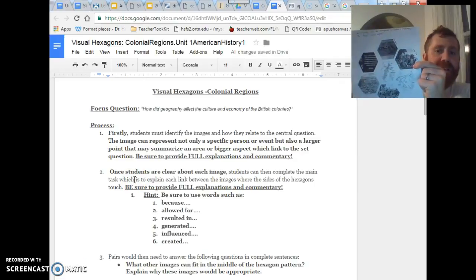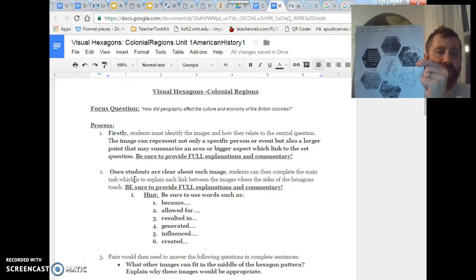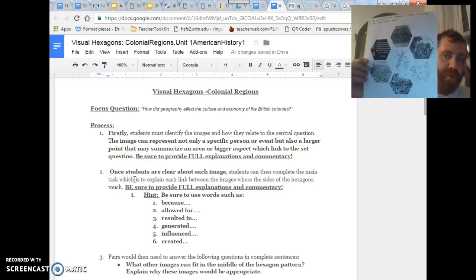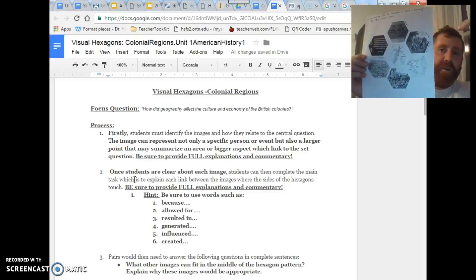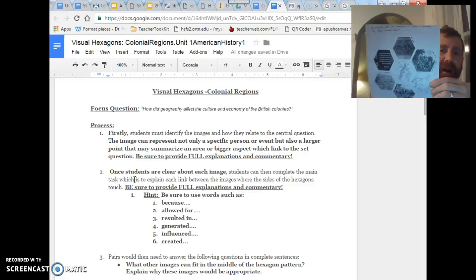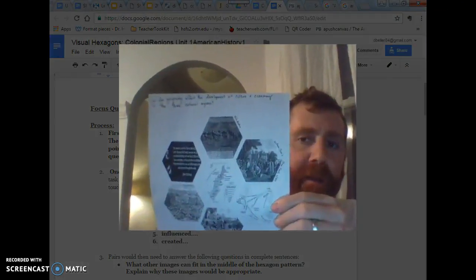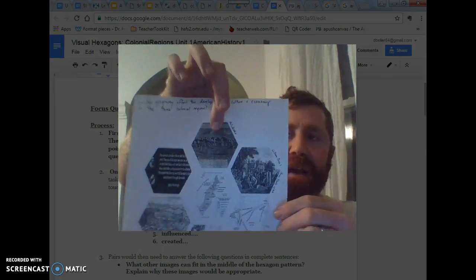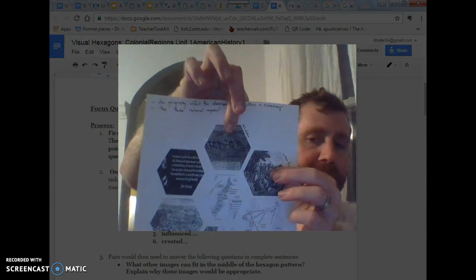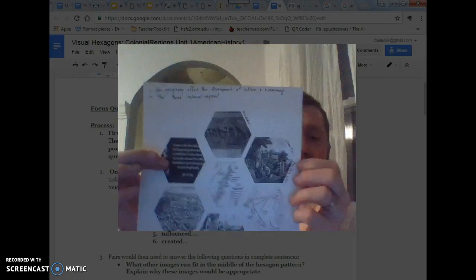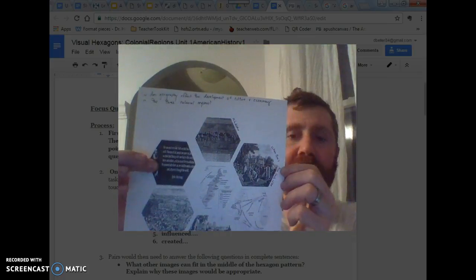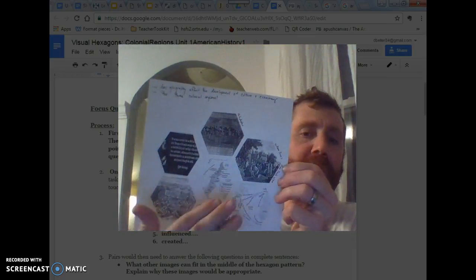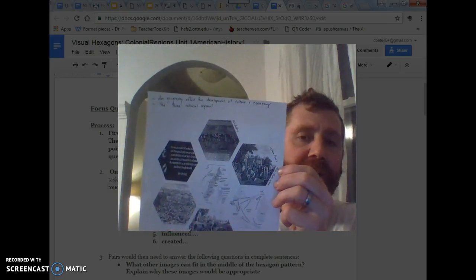All right. Step number 2 is the main task, and that's when you have to explain each link between the images where the sides of the hexagons touch. And so this is very similar to the 4 corners activity that we've been doing. So for instance, if we go back here to the very top, to Philadelphia, you would have to explain how Philadelphia is linked to the William Penn picture and how Philadelphia is linked to the picture on the other side. Once again, we're not doing anything with the middle image right now.